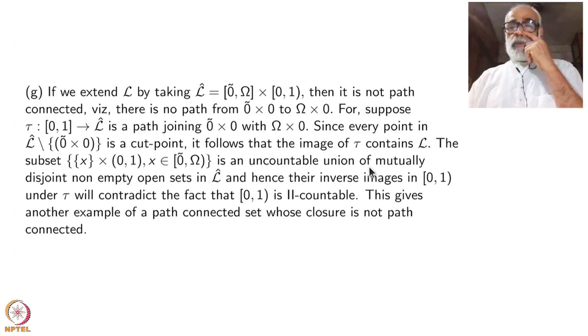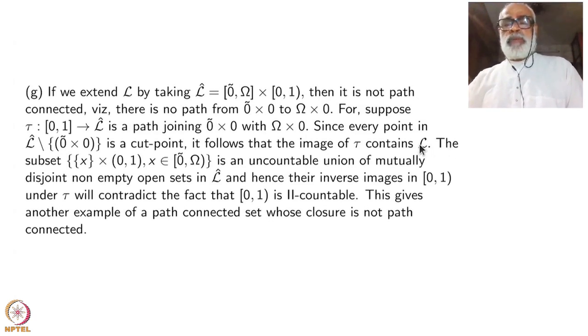Okay, so I make it much clearer here. So these are cut points. It follows that the image of tau must be compact, and contains the whole of L, because all those points are there, every point. So they must be in the image of tau by that intermediate value theorem. The subsets singleton x cross 0, 1, the open interval, are uncountably many mutually disjoint open subsets. And their inverse images in the open interval 0, 1 under tau will contradict the fact that this one is second countable. The open interval 0, 1 is second countable. Again, you have produced infinitely many disjoint open subsets.